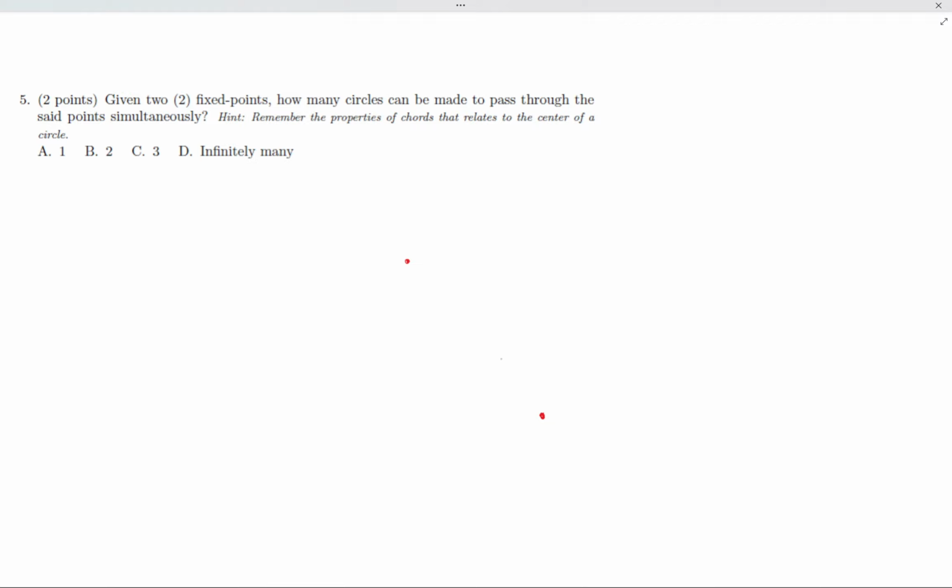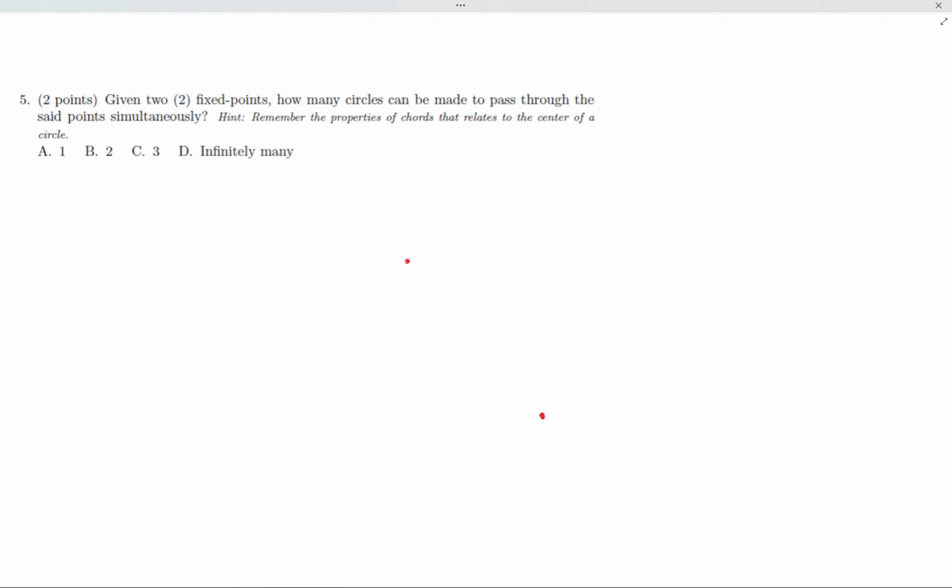Okay, now, given 2 points, how many circles can be made to pass through the said points simultaneously? We have options that say 1, 2, 3, and the last one says it could be infinitely many circles. Now, what you have to remember is that when we have 2 points where we want our circle to pass through, it doesn't really mean that that is the location of the endpoints of our diameter.